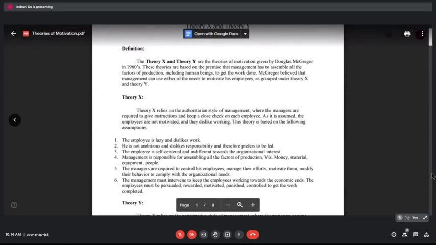And the management is always trying to control everything: the money, material, equipment, people, everyone. The manager will control his employees, that means the people, and control their effort. They need to motivate them, they need to modify the behavior of the employee. When you are supposed to motivate your employee, that means you have control over your employee.